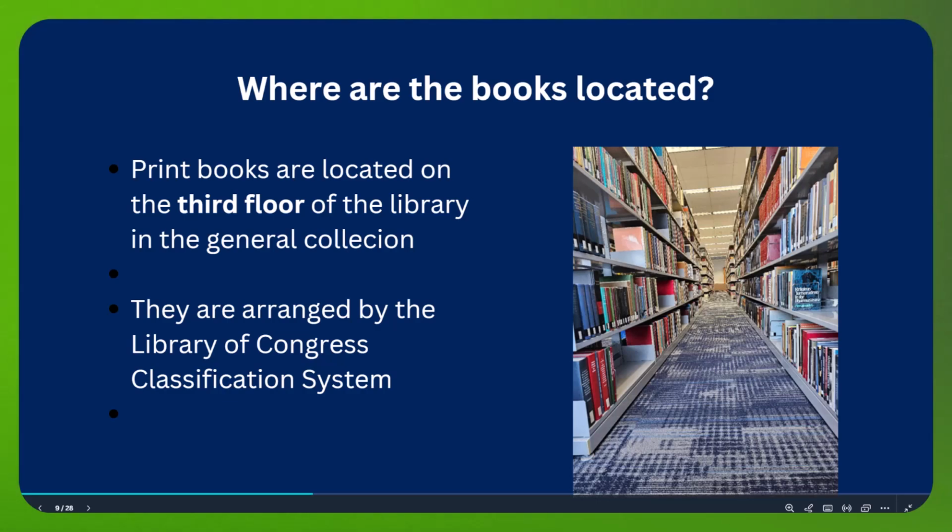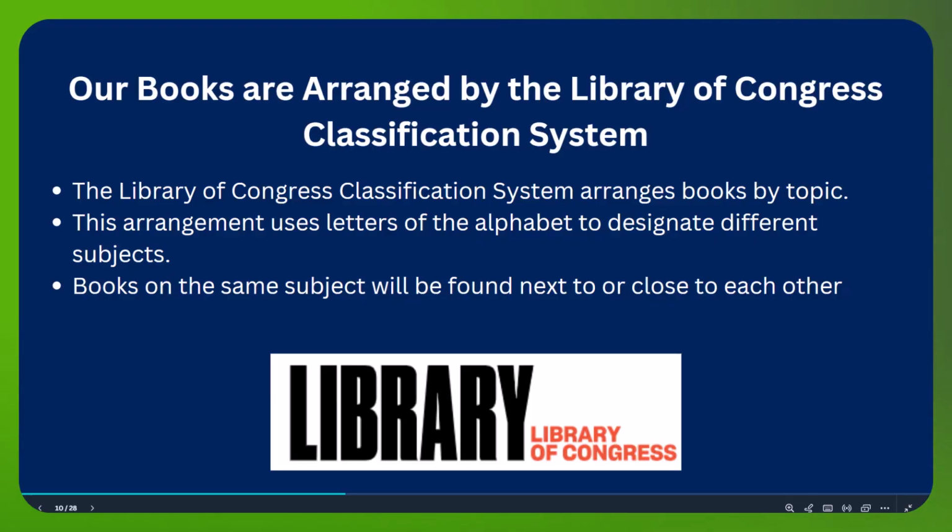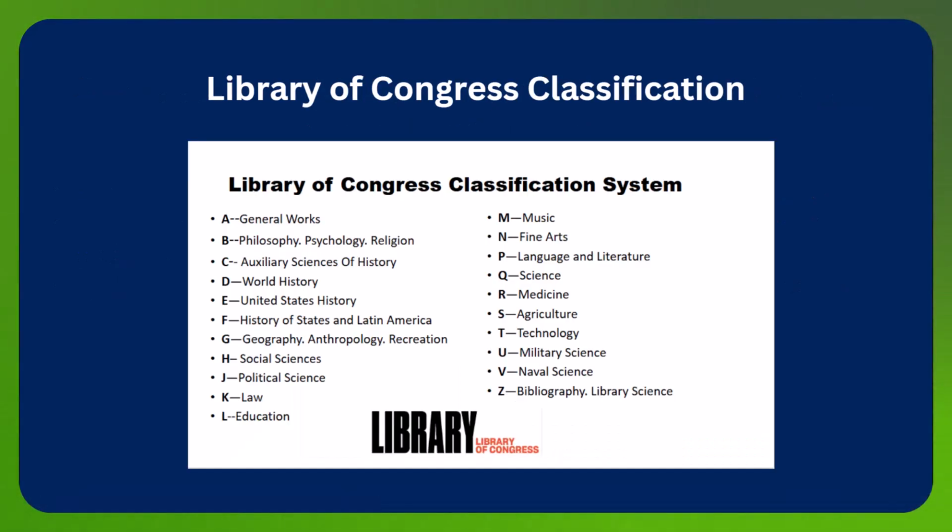So now let's talk about how the books are arranged on the third floor. Our books are arranged by a classification system developed by the Library of Congress in Washington, D.C. It is one of the largest libraries in the world. A long time ago, it devised this method of arranging books by subject called the Library of Congress classification system. This arrangement uses letters of the alphabet to designate different subjects so that books on the same subject will be found close to each other in the collection.